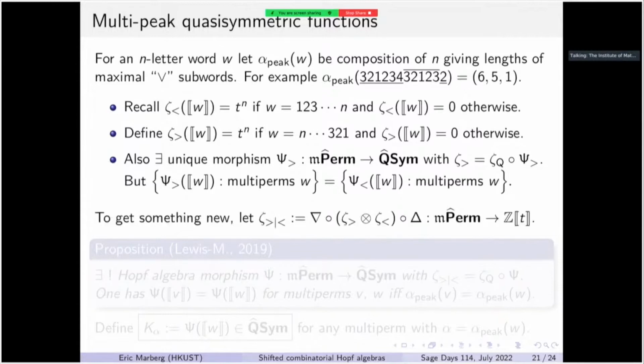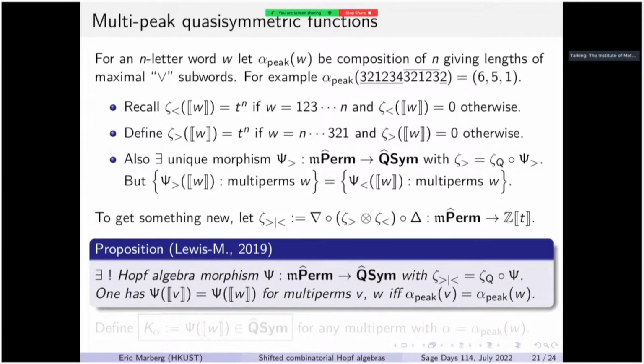So if you want to get something new, we combine these two characters by the natural kind of product that exists for linear maps from a Hopf algebra to formal power series. We compose the coproduct with the tensor of these two with the product. What turns out to be true is that there's a unique Hopf algebra morphism that satisfies this relation with this character, and it sends multi-permutations to the same thing if and only if they have the same peak composition. So we can define these k alphas to be the images of multi-permutations under this unique morphism.